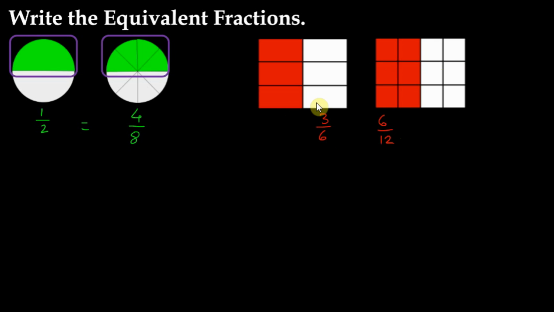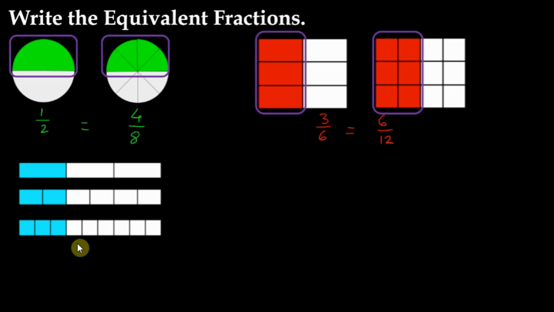Again, in both the rectangles, the shaded portion shows the same part of the whole, which means they are equal. Hence, 3/6 is equivalent to 6/12. Let's do one more example. We have fraction strips here. In the first fraction strip, there is 1 out of 3 equal parts shaded.